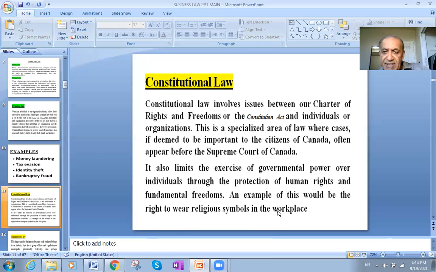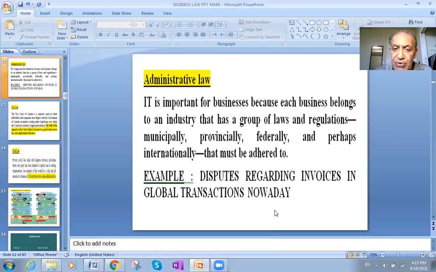The turban, for example: I have the right to wear it in my workplace. The Charter will allow me to do this. The Charter and human rights are controlled by constitutional law, which allows me to wear my own religious symbols in the workplace. Or for Muslim ladies, the hijab is the same thing. So I have the right to do this. It is protected by the constitution itself. Those are human rights protected by the constitution.